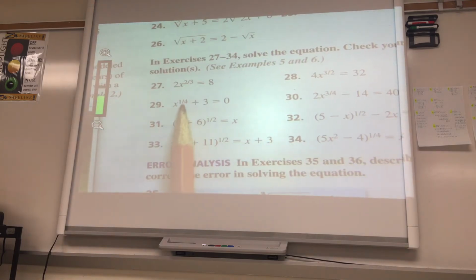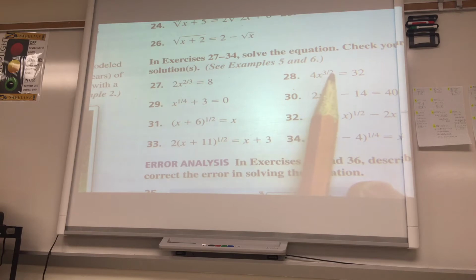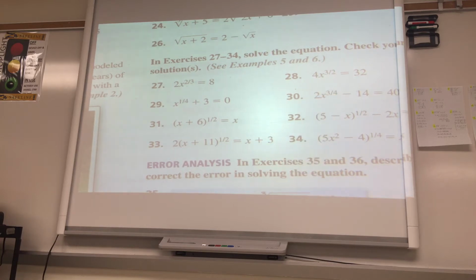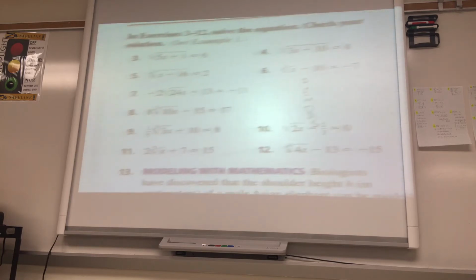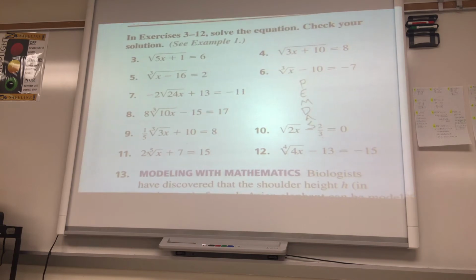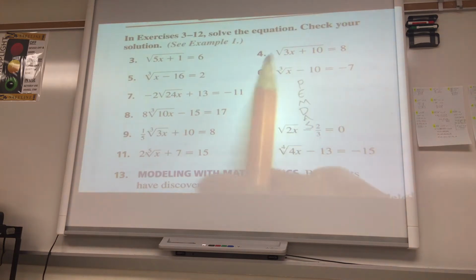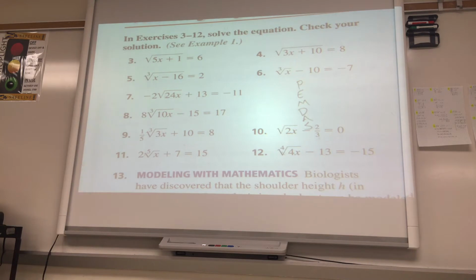Like 1/4, that's just the 4th root, that's all that is. 2/3, that's a 3rd root, but a 2nd power. This is a 3rd power, but a 2nd root, or a square root. So really this chapter is focused on solving rational exponents, but mostly they disguise them in these radicals.